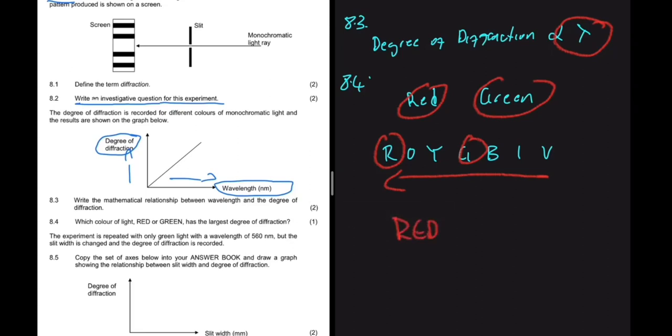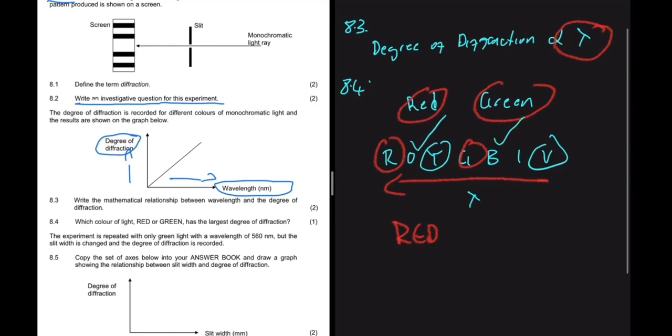So if you are given different colors, let's say yellow and violet, then which one will have the largest degree of diffraction, right? We know fully well that yellow will have the largest degree of diffraction because it has a larger wavelength compared to violet. But what if you compare orange and blue, right? And then orange will have the highest degree of diffraction because it has a larger wavelength compared to blue. That's how you approach the question, right?